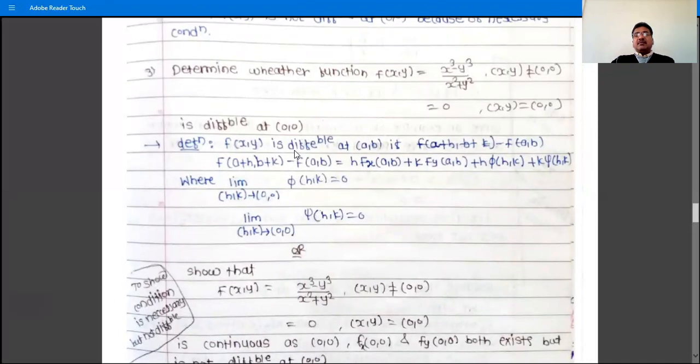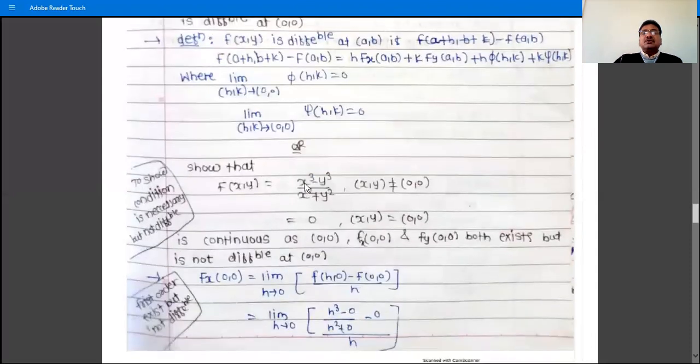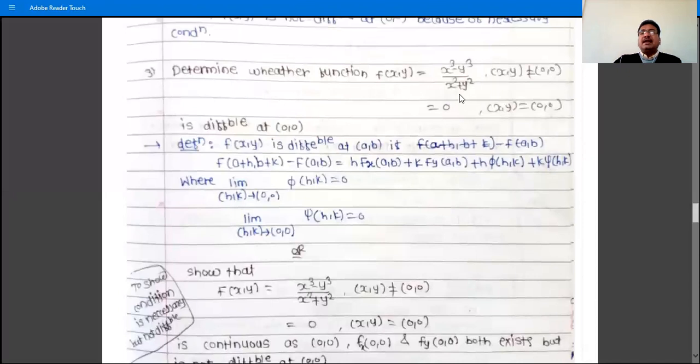This is the definition: f(x,y) is differentiable at (a,b) if f(a+h, b+k) − f(a,b) can be expressed in the form h·f_x(a,b) + k·f_y(a,b) + h·φ(h,k) + k·ψ(h,k), where φ(h,k) and ψ(h,k) tend to 0 as (h,k) tends to (0,0). This is the definition of differentiability of a two-variable function. If this happens, then we say the function is differentiable at (a,b).